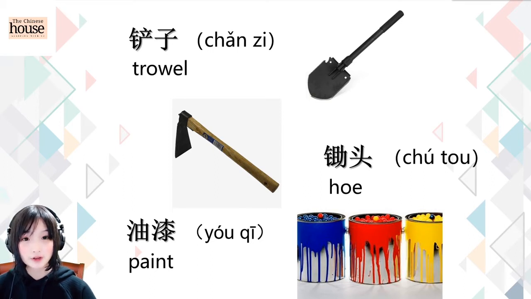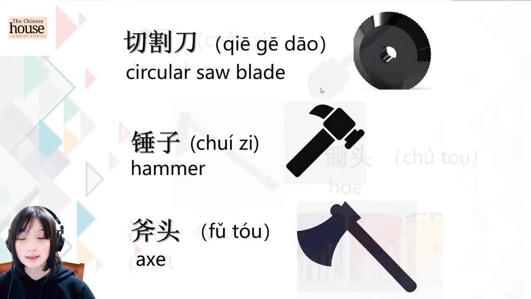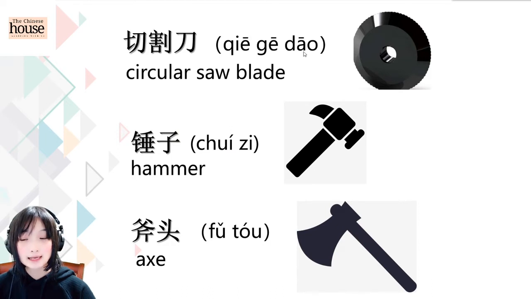Hoe, 锄头, with 锄 in the second tone and 头 in the light tone. And paint, 油漆, 油 second tone, 漆 flat tone. And then circular saw blade, 切割刀. And then hammer, 锤子, 锤 second tone. 斧头, which means axe, 斧 third tone.